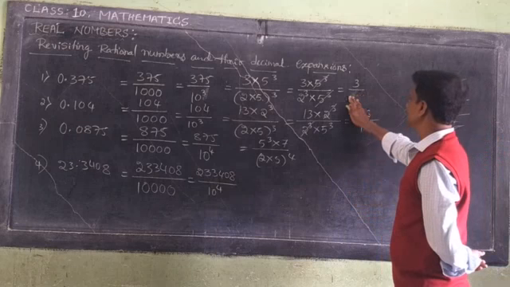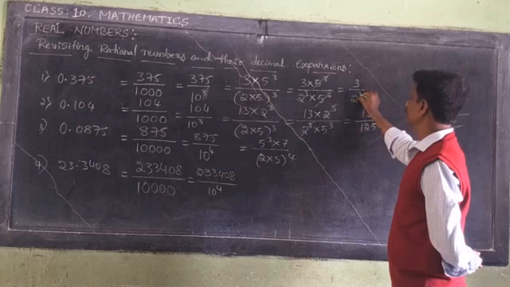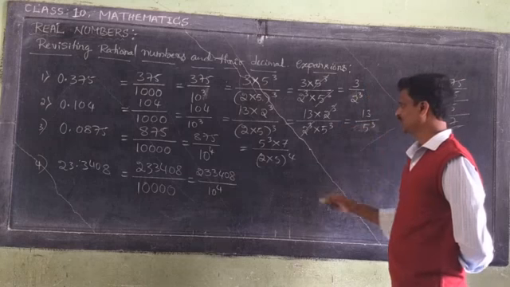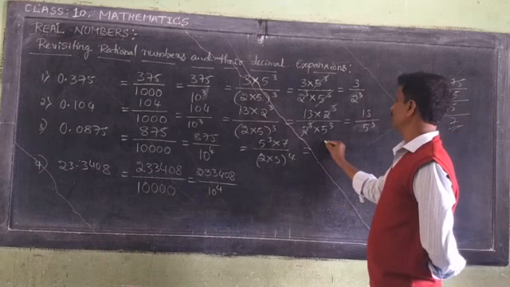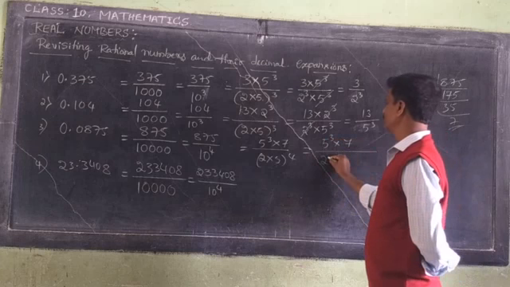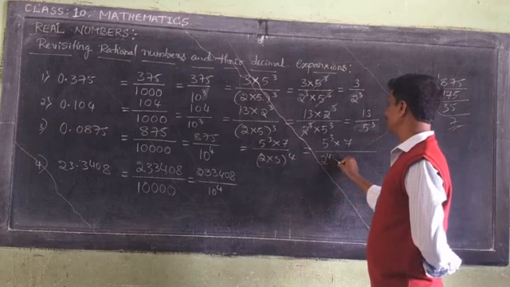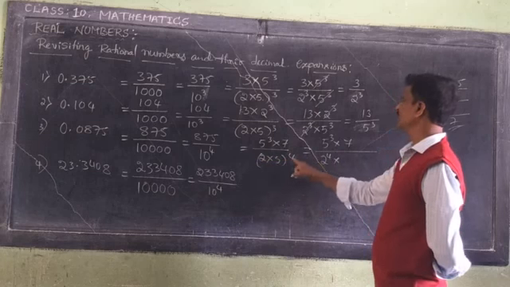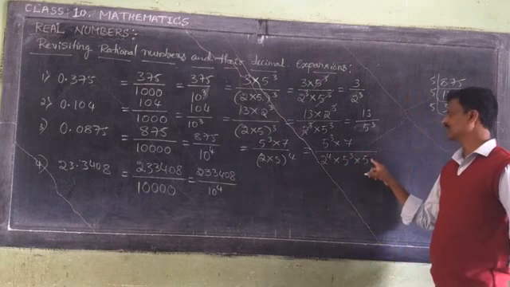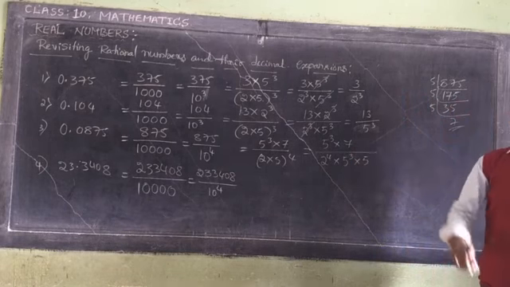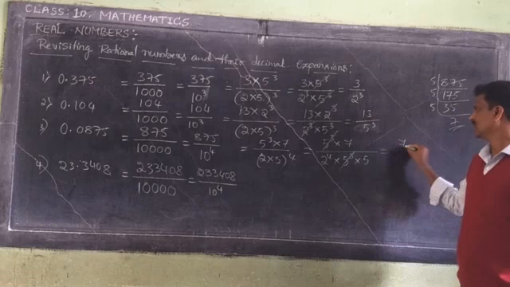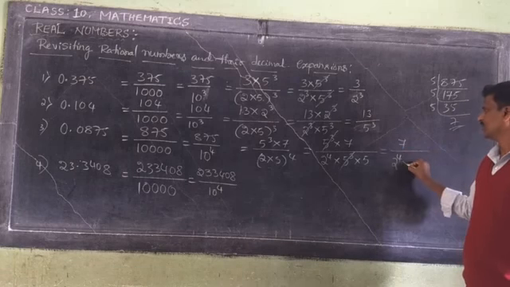Or you can keep it as it is, 5 cube. Here, 5 cube into 7 divided by 2 to the power of 4 into 5 to the power of 4. 5 to the power of 4 can be written as 5 cube into 5, that is 5 to the power of 3 plus 1, 5 to the power of 4. Again here 5 cube gets cancelled. Here 7 divided by 2 to the power of 4 into 5.